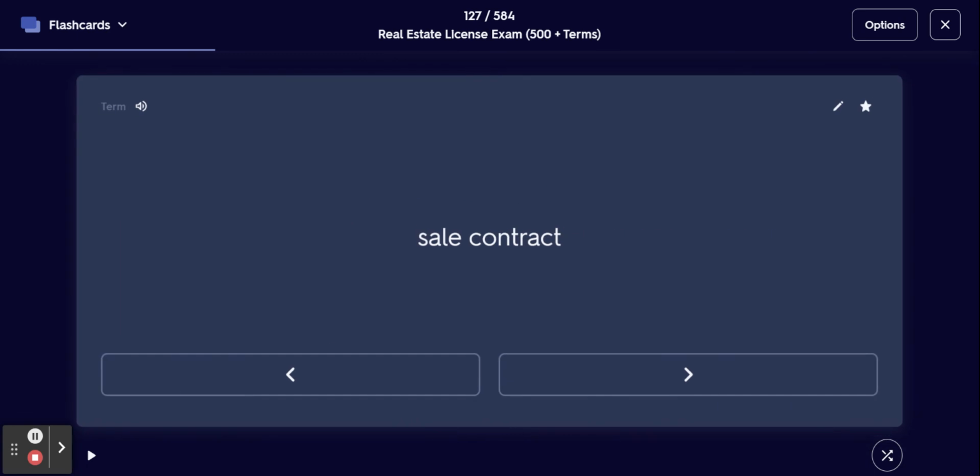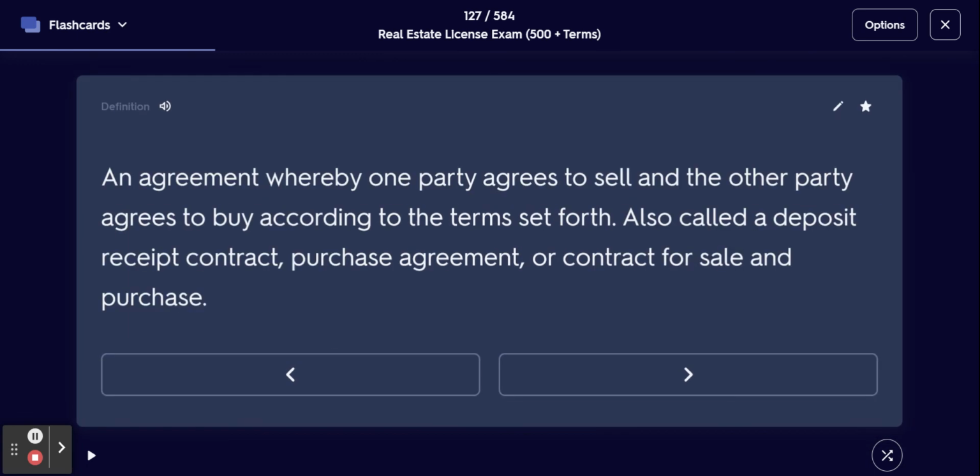Sale contract. An agreement whereby one party agrees to sell and the other party agrees to buy according to the terms set forth, also called a deposit receipt contract, purchase agreement, or contract for sale and purchase.